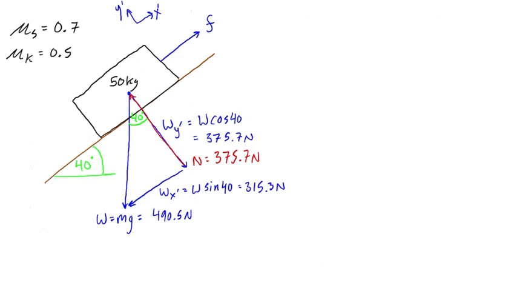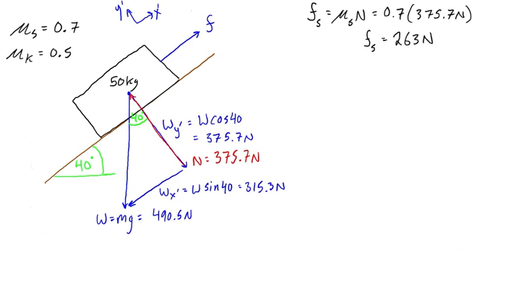So then friction, according to the static coefficient, because we're testing to see if the static friction will be big enough. Let's do it over here actually. Let's put the subscript s here for static friction. This is going to be equal to mu s times N. Mu s is 0.7 times N, which is 375.7 newtons.